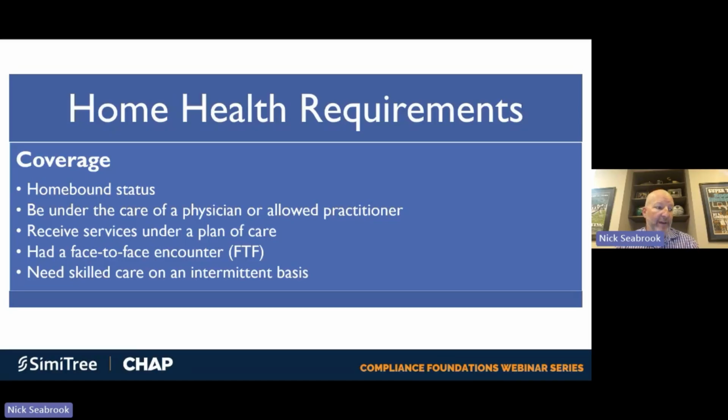Number 2, being under the care of a physician or allowed practitioner. Number 3, receiving services under a plan of care, right? We need to have a plan of care in place for the care that's being provided to those patients. You can see also having a face-to-face encounter with a physician that needs to take place within specified time points for those patients as well, and then needing that skilled care on an intermittent basis.